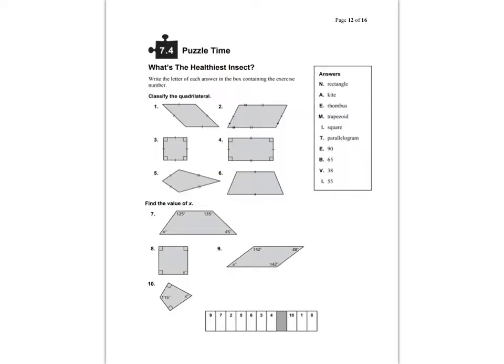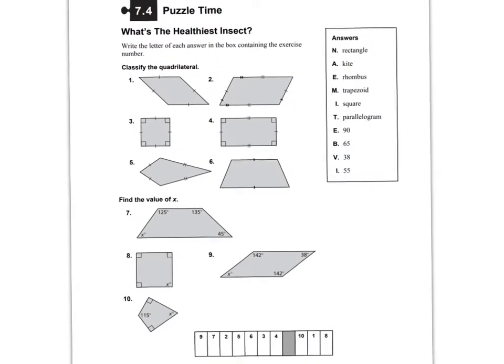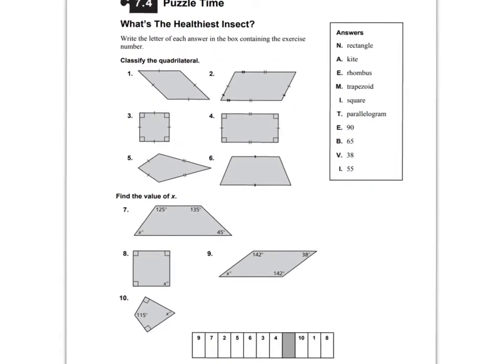Last thing before you get started on the last activity, I would like you to complete the puzzle. It shouldn't take you too long because you're just identifying shapes and then solving for X for those last few. Just make sure that whenever you go through to answer that the letter that's over on the right-hand side here corresponds with the numbers that are down below.